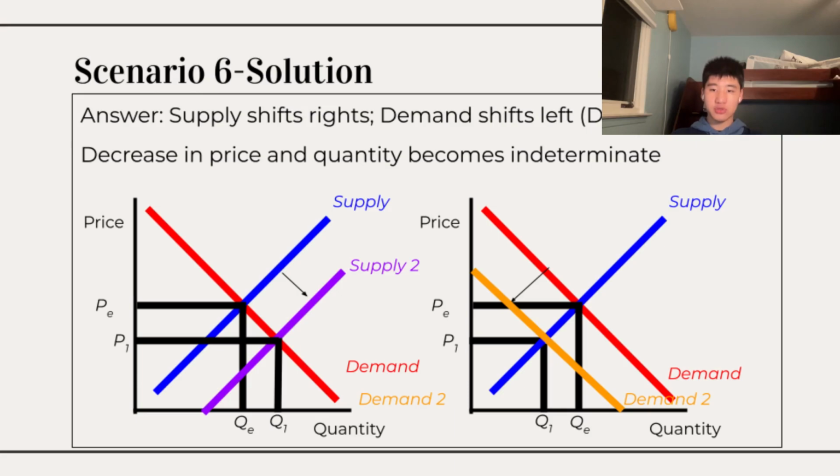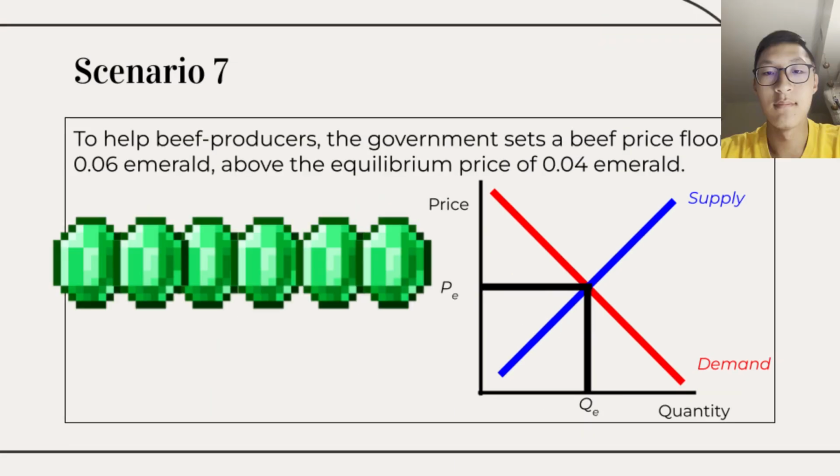In this case, you would draw two separate diagrams: one diagram that only considers the shift in supply and one diagram that only considers the shift in demand. As you can see, because price decreases in both scenarios, there will always be a decrease in price. But since quantity increases in one scenario and decreases in the other, quantity becomes indeterminate.